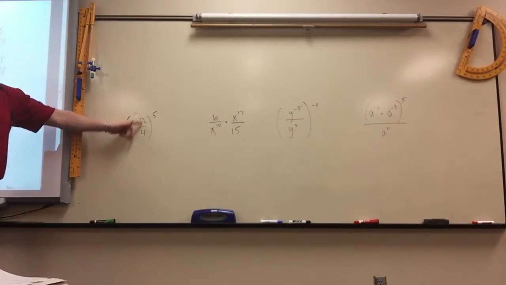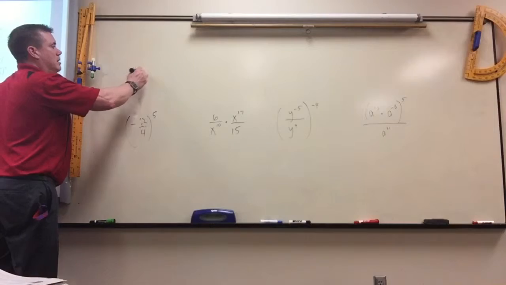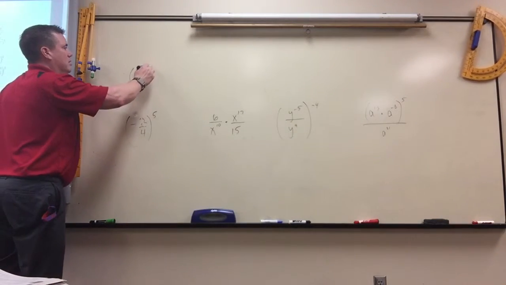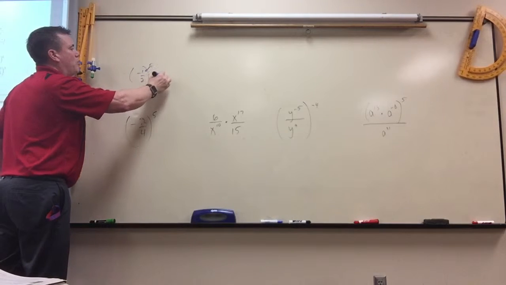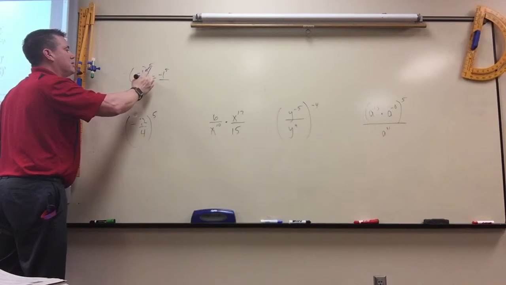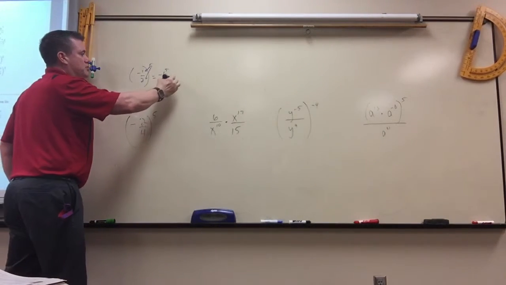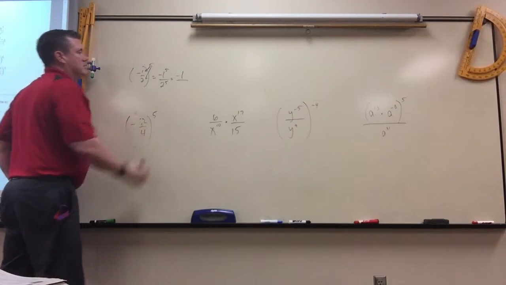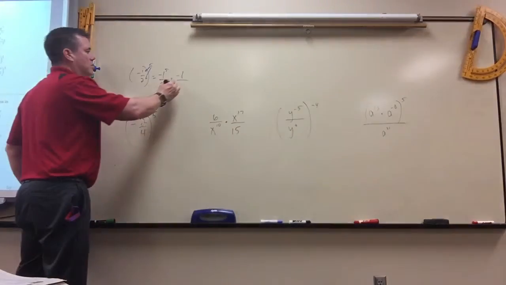Here, you could simplify this in the parentheses. Negative 2/4 is negative 1/2 raised to the 5th. So all you got to do is take the negative 1 to the 5th and the 2 to the 5th. Negative 1 to the fifth is just negative 1. 2 to the fifth is 32.